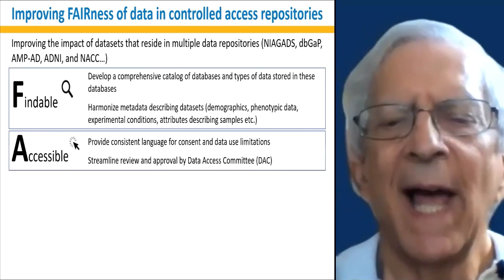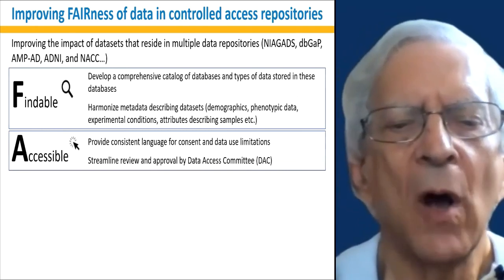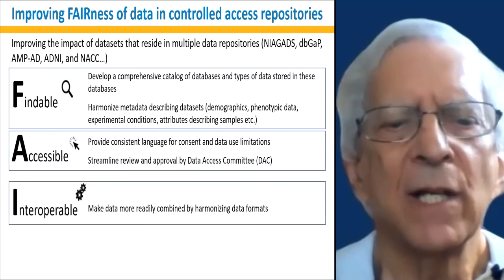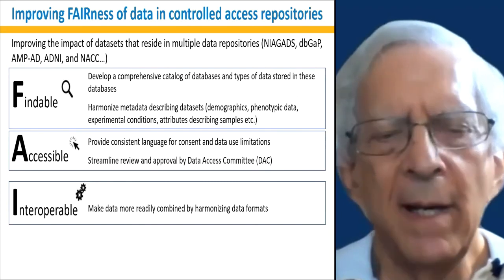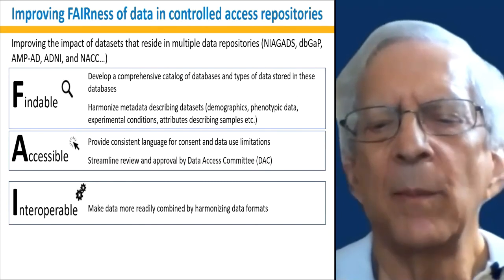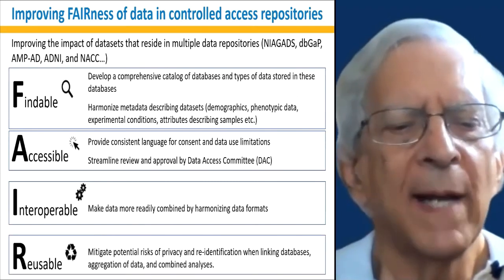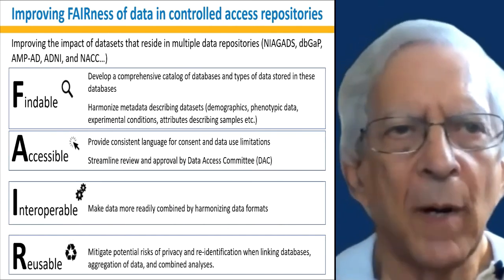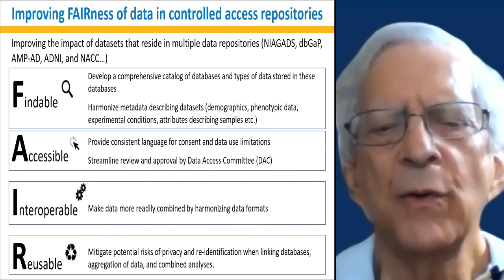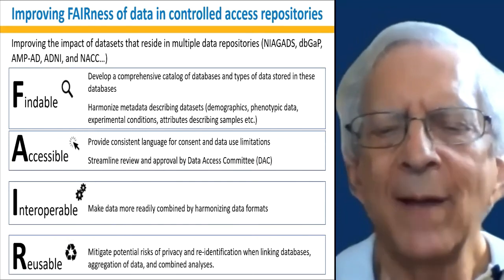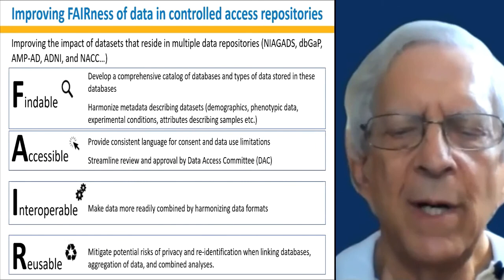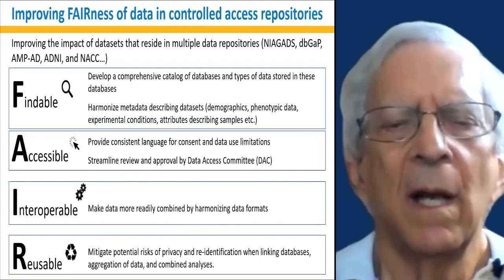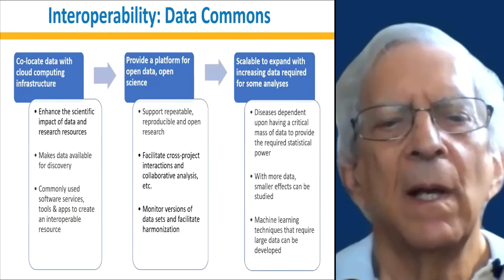Accessibility means we need to have consistent language for consent and data use limitations. We've talked some about that. And then also streamlining the review for approval by data access committees. Interoperability, making the data more readily combinable by harmonizing data formats, and then reusability, important for not just the current, but for foreseen and unforeseen future events in which we want to maintain privacy, but also have ability to reuse, recontact, re-identify over future purposes as yet not entirely visualized.